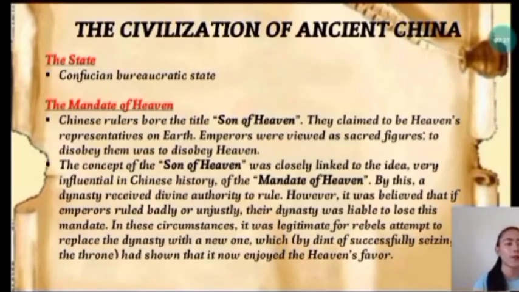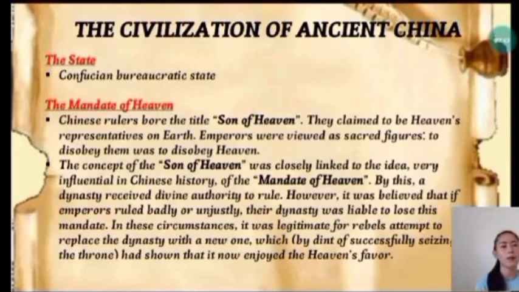The civilization of ancient China: the state, which is a Confucian bureaucratic state, and the mandate of heaven. Chinese rulers bore the title Son of Heaven. They claimed to be heaven's representatives on earth. Emperors were viewed as sacred figures. To disobey them was to disobey heaven.